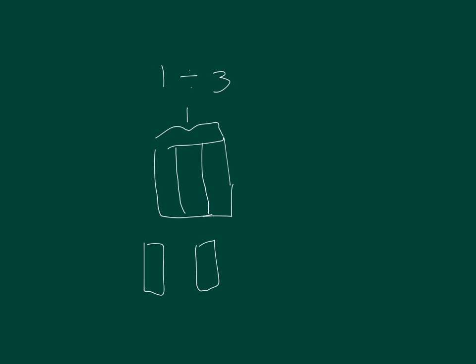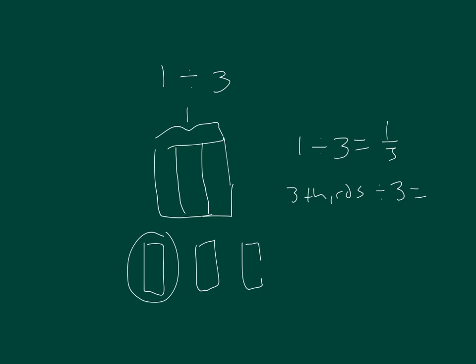Let's look now at 1 divided by 3. I have my original model, then I'm dividing it into 3 parts. The whole thing is 1. So that each person ends up with a third. 1 divided by 3 equals 1 third. 3 thirds divided by 3 equals 1 third.